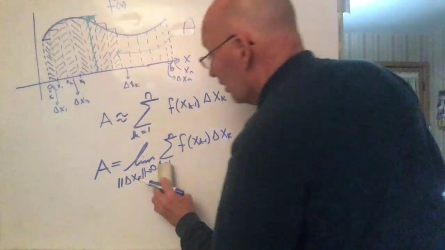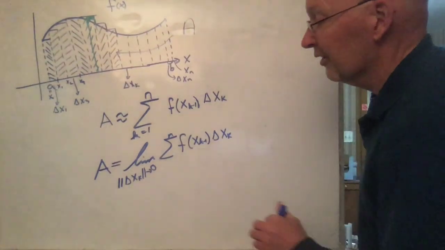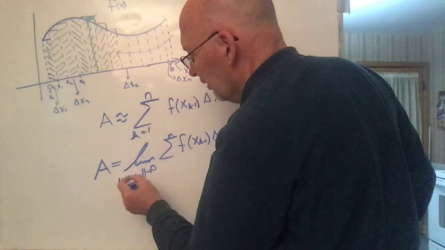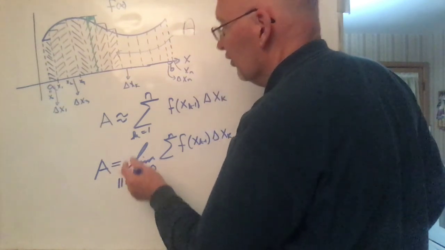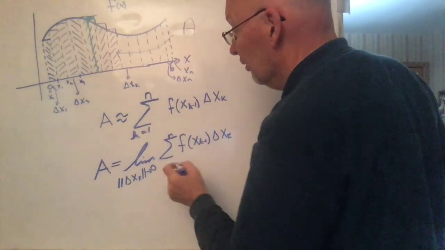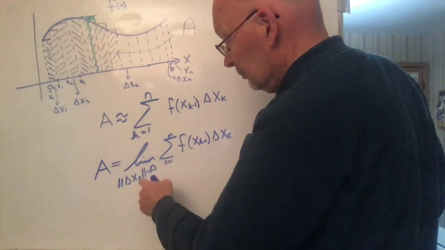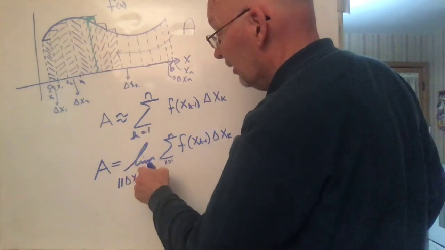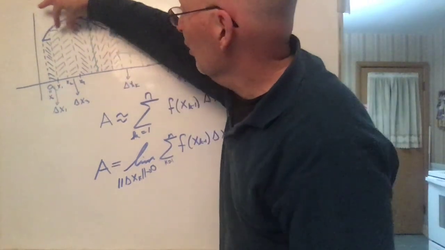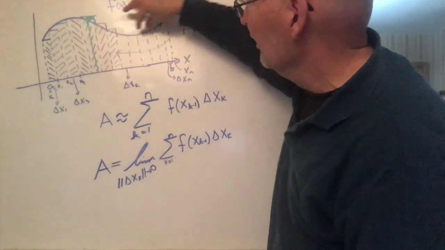It goes to 0. This stands for the greatest length. The length of the largest one goes to 0, which means they all have to be going to 0. So it's basically just saying they're all going to 0. As they get smaller and smaller, you're going to be getting closer and closer to the true value of the area underneath that function.